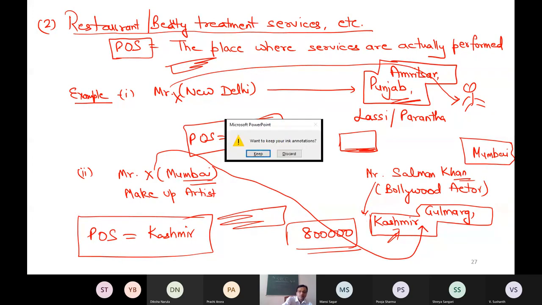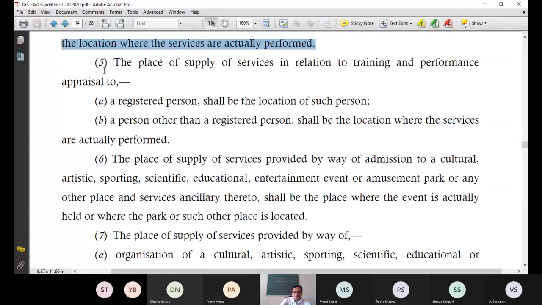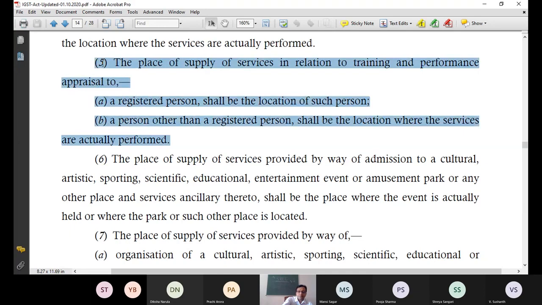Third service. Again, let me show you the act. Next, third service. So these are all special services. Special in what sense? That these have their own rules and regulations. Now third is training services. The place of supply of services in relation to training and performance appraisal. Companies can give training in how to prepare accountancy to the account staff. A company can arrange the services of any expert in GST to train the accounts department of that company in the provisions of GST. It's possible. Now, in this case, it does not matter where the training is provided. What matters is who the recipient is.